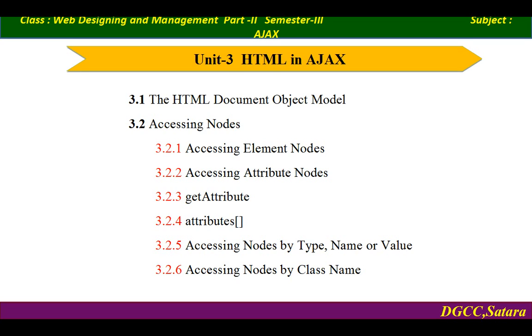Now we come to the unit third, HTML in Ajax, in which the first point is the HTML document object model. In short, we can say DOM. Then second, accessing nodes. In accessing nodes, we will see how to access element nodes. Then how to access attribute nodes. Then get attributes, then attributes method. Then accessing nodes by type, name and value. Accessing nodes by class name.